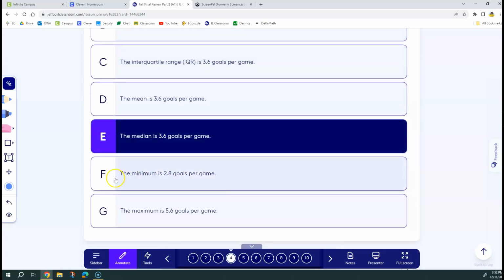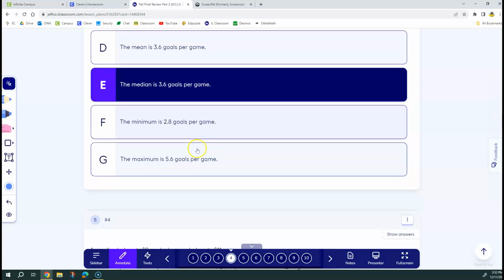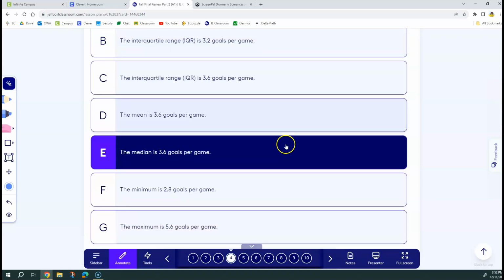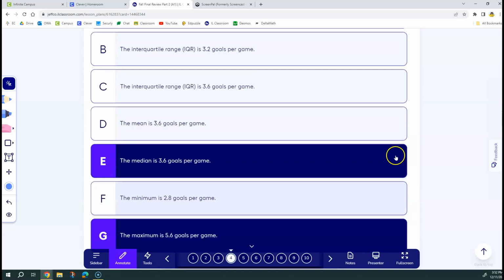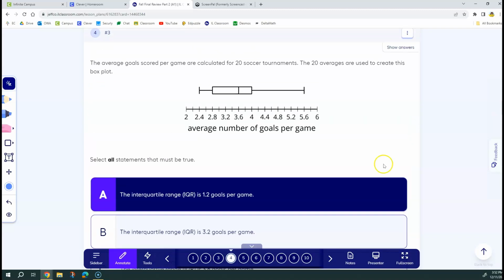goals per game. Right? The minimum is 2.8 goals per game. No, the minimum is 2.4 goals per game. And the maximum is 5.6 goals per game. Yes, the maximum is 5.6. So A, E, and G, that's the information we can get from this box plot.